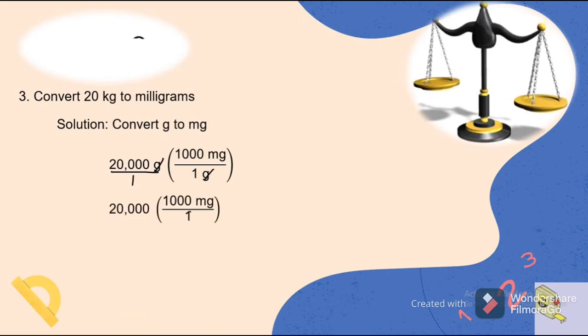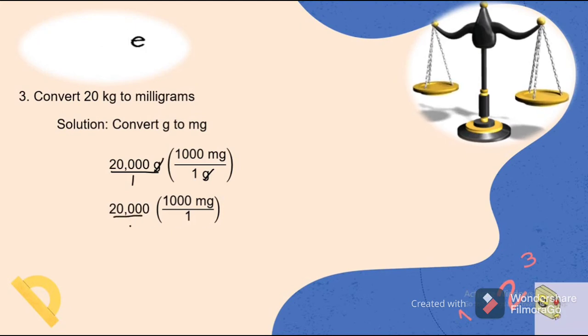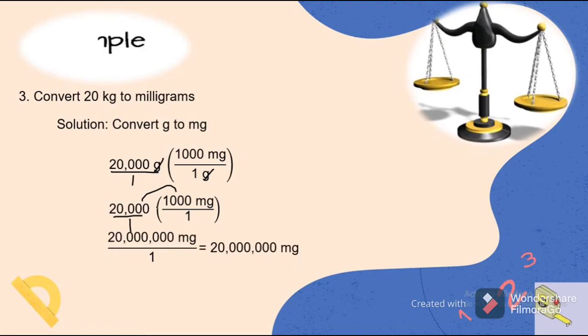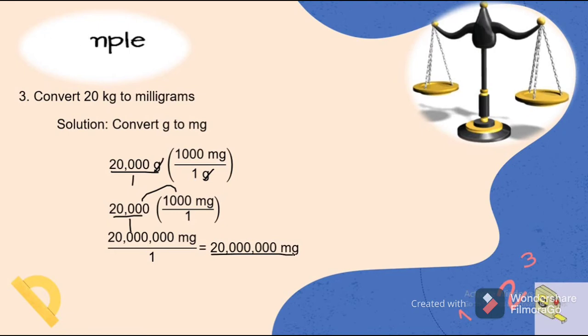Then we have 20,000 over 1 times 1000 milligrams over 1. Then simplify. 20,000 times 1000 milligrams is equal to 20 million milligrams over 1, or 20 million milligrams. So therefore, 20 kilograms has the same weight as 20 million milligrams.